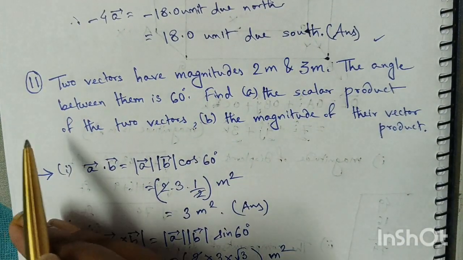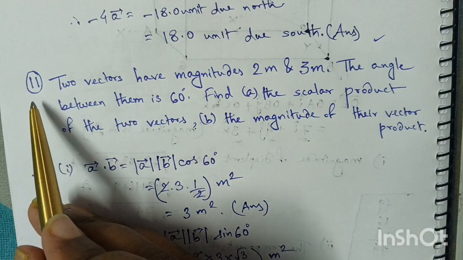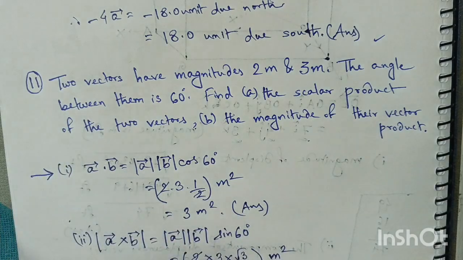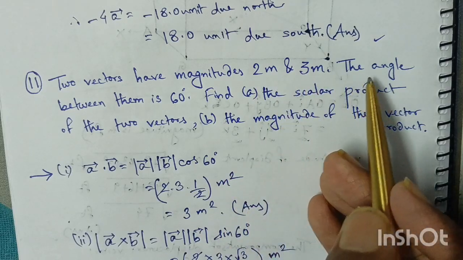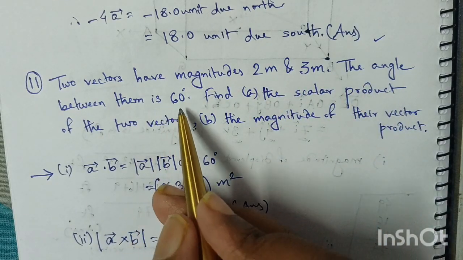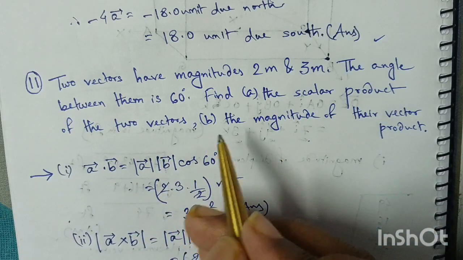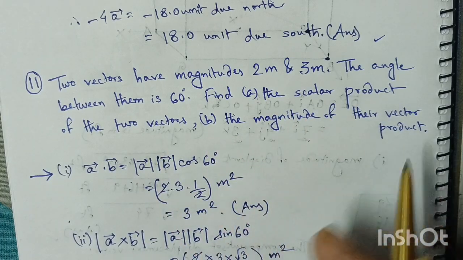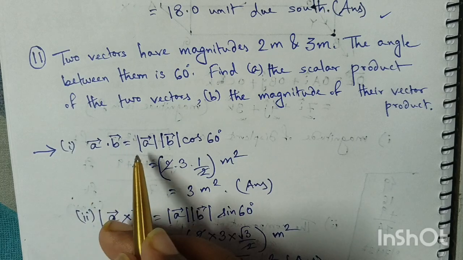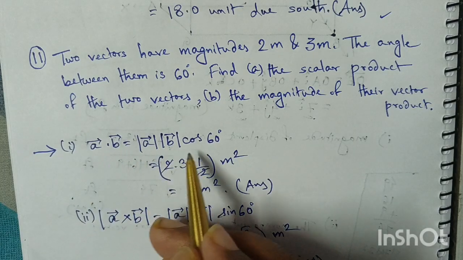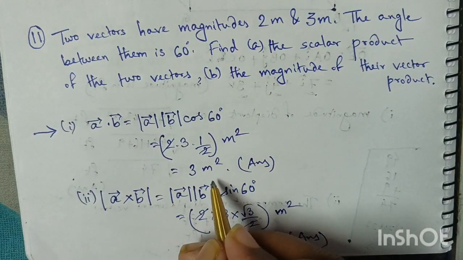Now coming to question number 11. This is the last problem of this video. It says two vectors having magnitudes 2 meter and 3 meter make an angle between them 60 degree. Find number 1 the scalar product of two vectors, and number 2 the magnitude of their vector product. So the scalar product or dot product is a dot b is equal to mod a mod b cos 60 degree. Calculating, we get 3 meter square.